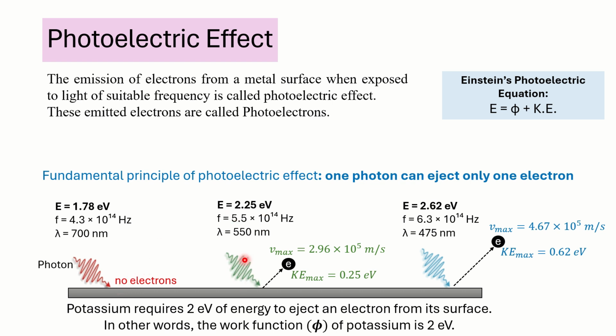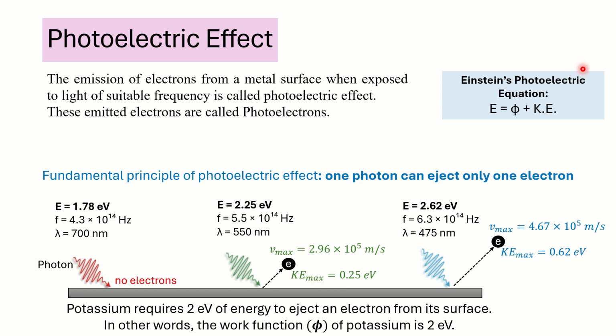This time we have taken a photon from the green light. It has an energy of 2.25 electron volts, whereas the work function is 2. So this photon has a little more energy. Now it means it can eject the electron from this metal surface. This little extra energy, that is the energy minus the work function, is 0.25 electron volt. That remains in the electron as kinetic energy.